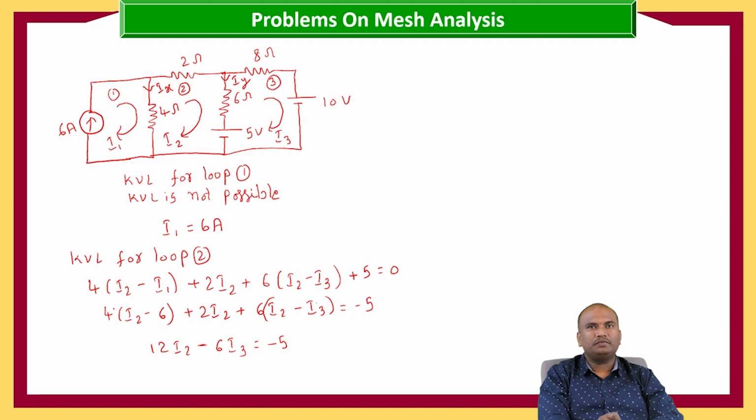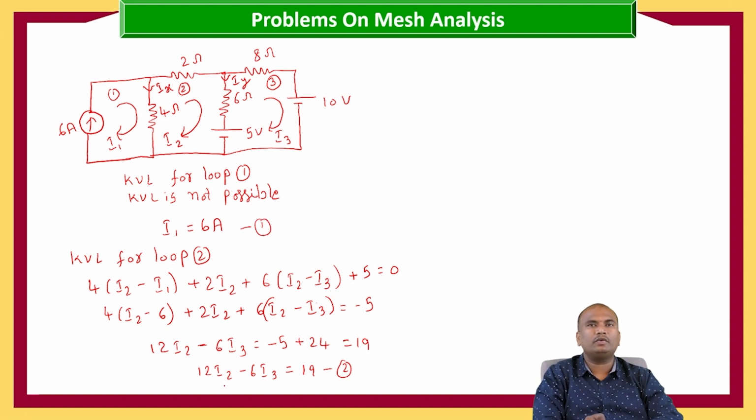6 fours are 24, minus 24, which is equal to minus 19. That is 12I2 minus 6I3 is equal to minus 19. This is our equation number 2, and this is our equation number 1. So we got the second equation only in terms of I2 and I3 because we have substituted the I1 value.